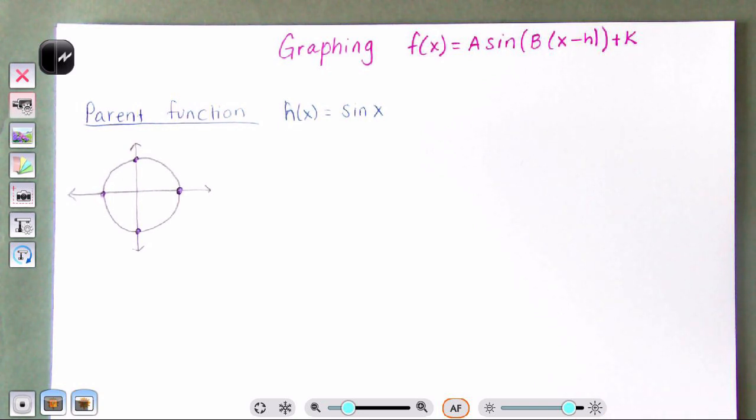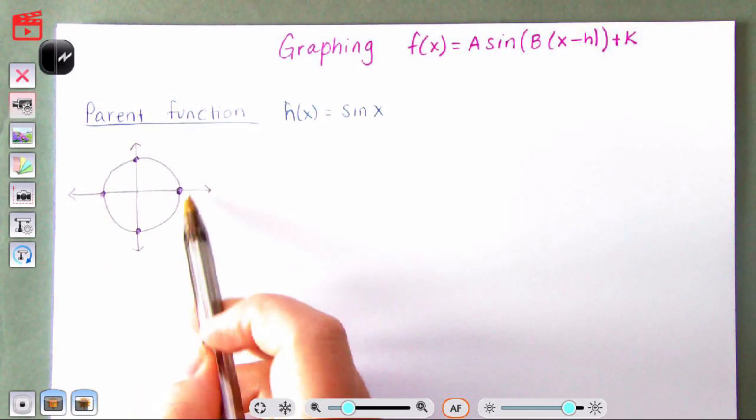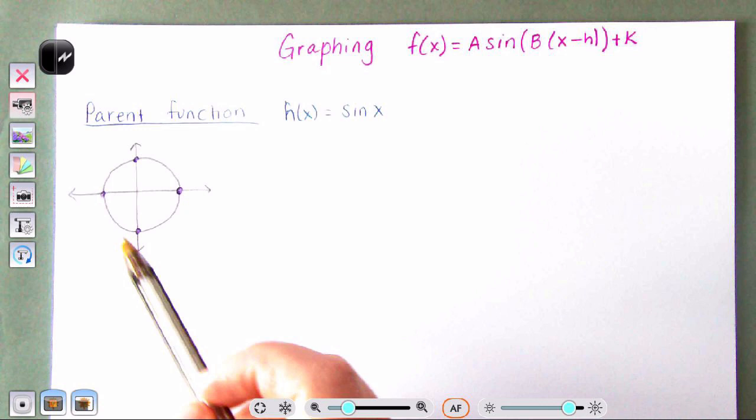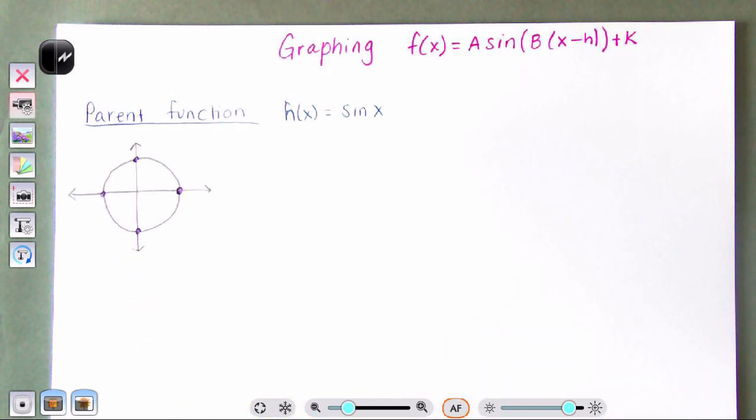Now your instructor could tell you to graph multiple periods, and I'll show you how to do that as well. But in my class, I'm only going to ask you to graph one period. Just make sure that you put arrows because this is a continuous function. It never ends. One way to think about it is how many periods can you have when you're talking about the unit circle? Well, you can have an infinite amount of periods. So when you're graphing, the sine wave will continue in both directions infinitely.